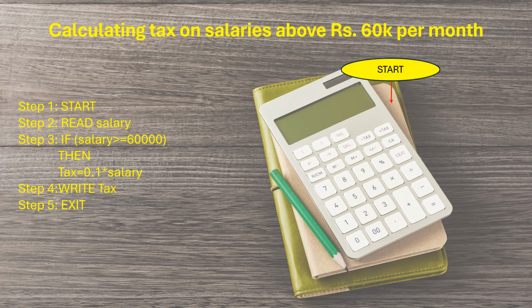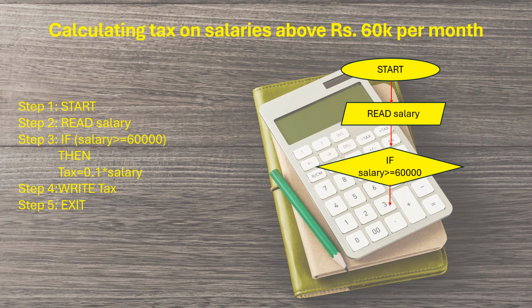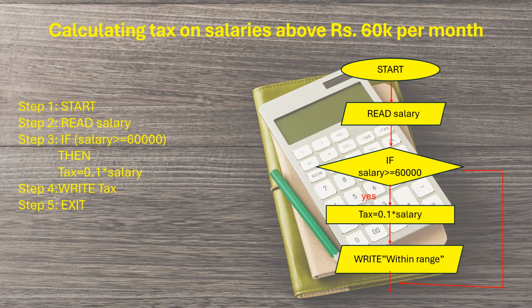Using this in the flowchart, starting off with an oval, then read salary in a parallelogram, decide if salary is greater than or equal to 60,000. If it is a yes, then obviously tax would be calculated and output. If it's a no, then obviously nothing would happen and the program will exit.